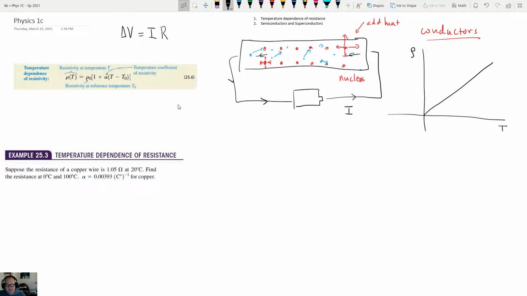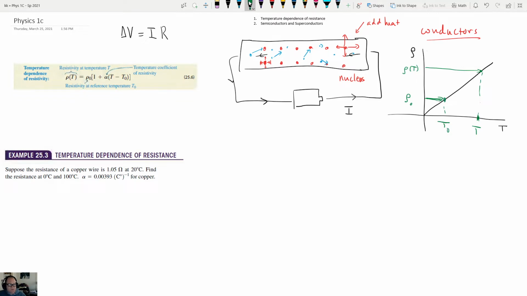An easier way to understand where this comes from is to think about this graph right here. So if I pick 2 points on this graph, let's say I pick this point right here and this point right here. Let's say that I know that this right here is what we call rho naught, the resistivity at some reference temperature. And I'm trying to calculate what rho of T is, the resistivity at some temperature that we just call T. So this is T naught, and this is T.